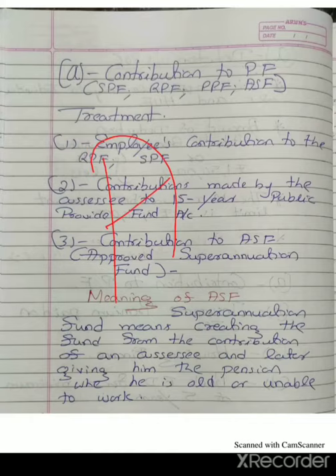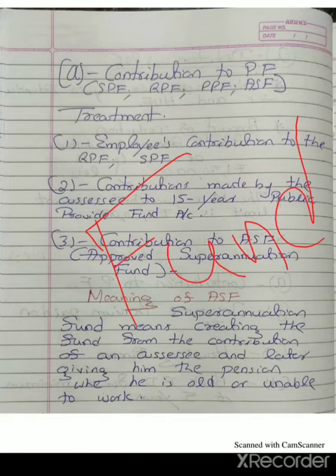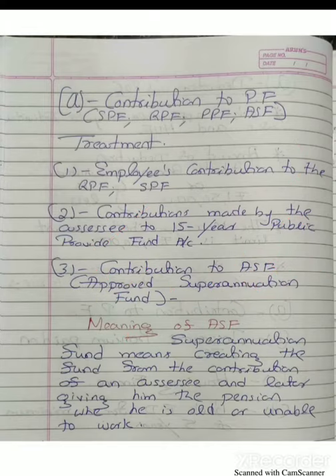ASF meaning, they will ask in your exam: approved superannuation fund. What does it mean? Superannuation fund means creating a fund from the contributions of an assessee and later giving him pension when he is old or unable to work. That kind of fund is called an approved superannuation fund.